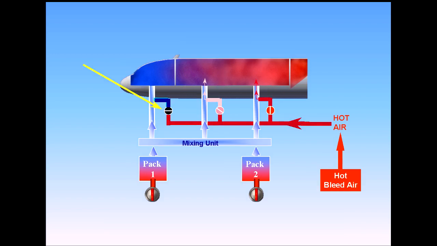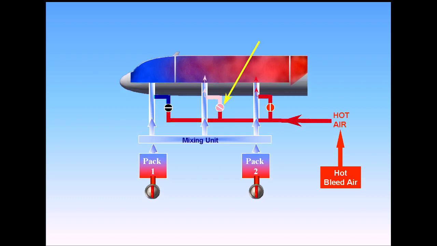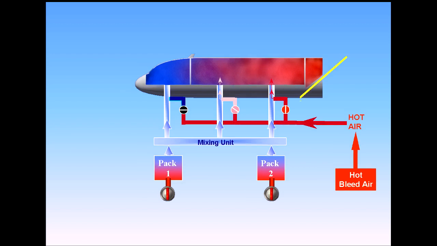In the example shown, no hot air is being added to the cockpit zone. Some hot air is being added to the forward cabin zone. A lot of hot air is being added to the aft cabin zone.